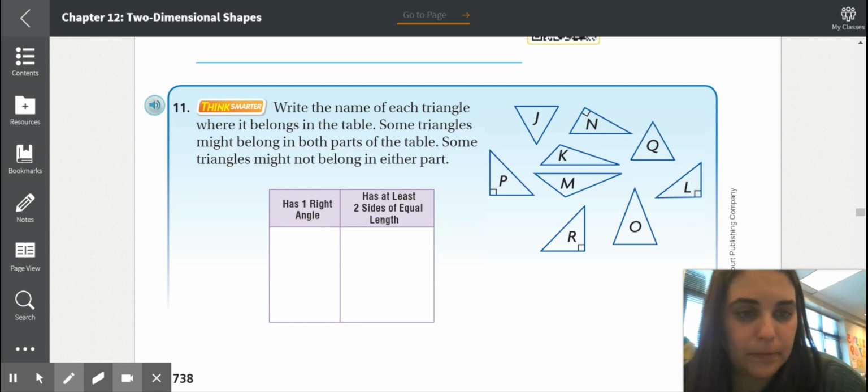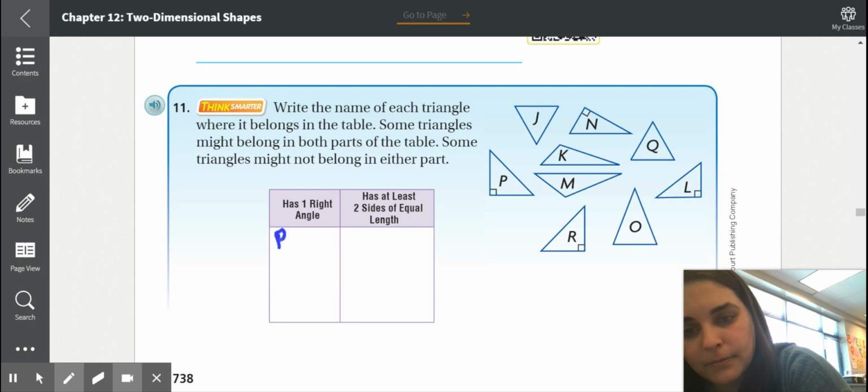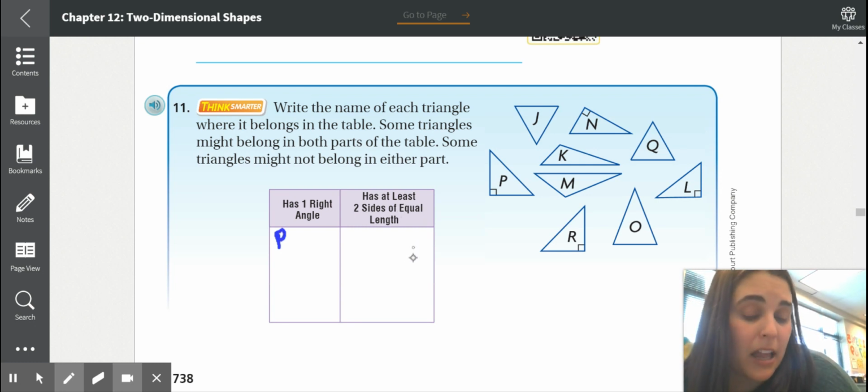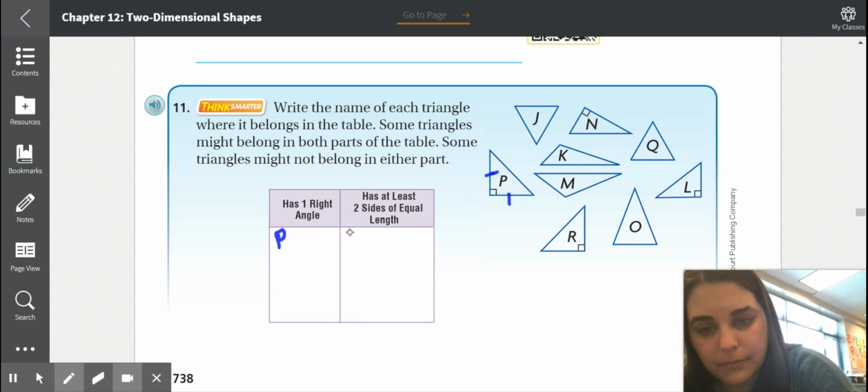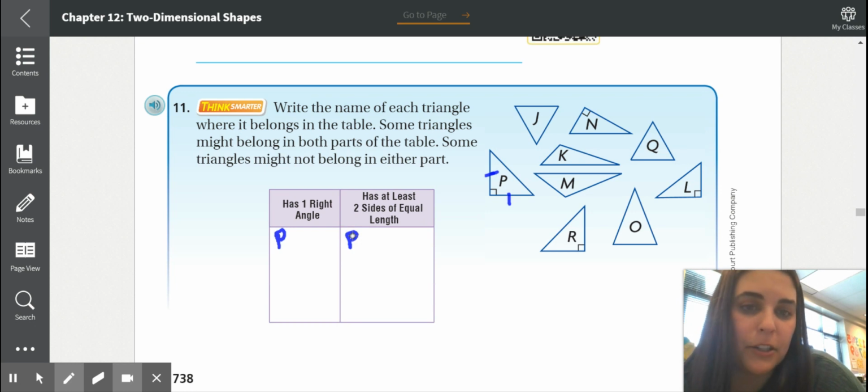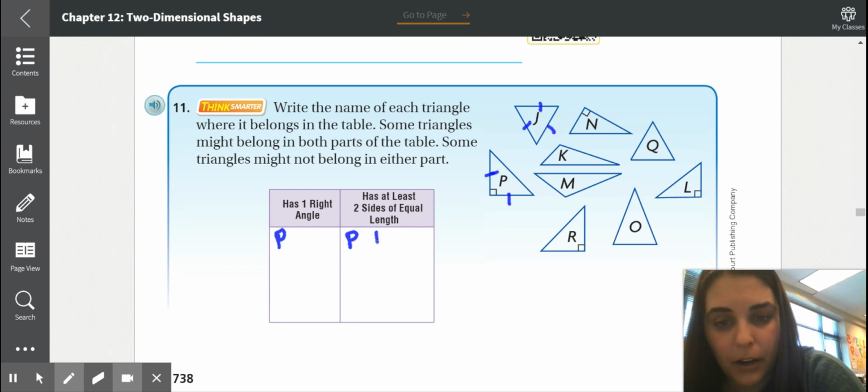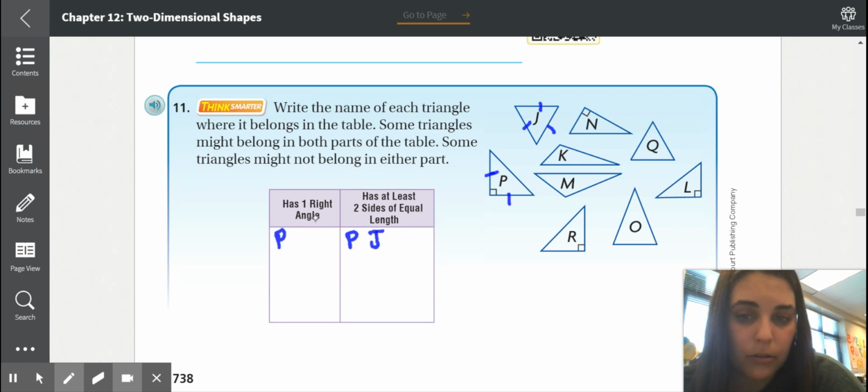Let's start with P right here. Does P have a right angle? Yes. Does P have two sides that are the same length? Also, yes, this one and this one. Let's move to J. Does J have a right angle? No. Does J have at least two sides of equal length? Yes, all three sides are the same. So J, we can put over here. Because J doesn't have a right angle, it won't go on the left.